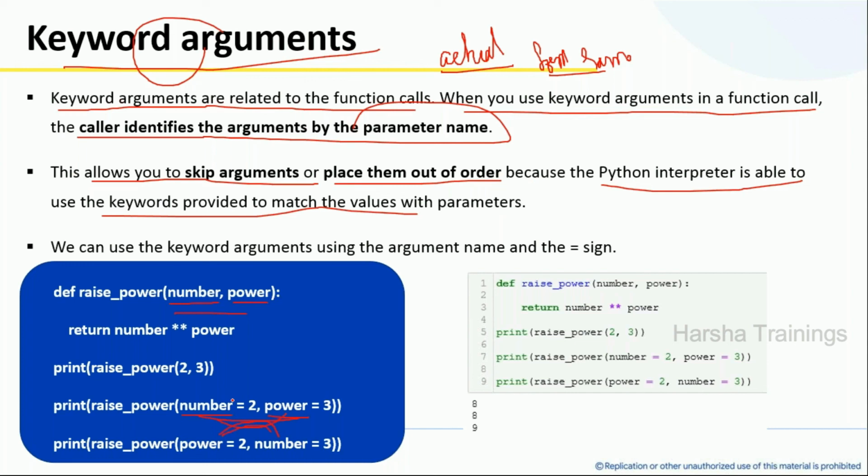Now, whenever I call this, what will happen? 2 will go for number, 3 will go for power. It is 2 cube. Whenever I call this function, number equal to 2, power equal to 3. Now it will be 2 cube. Even if I interchange it, it will still work. It is 3 square here. The first variable is 3, so it will be 3 square. 3 square will be 9.